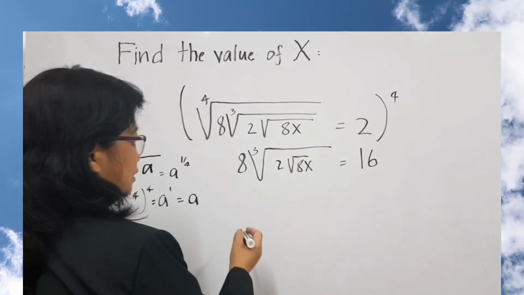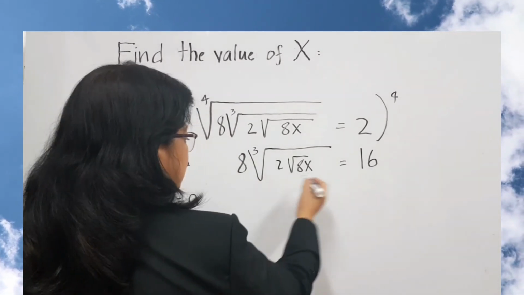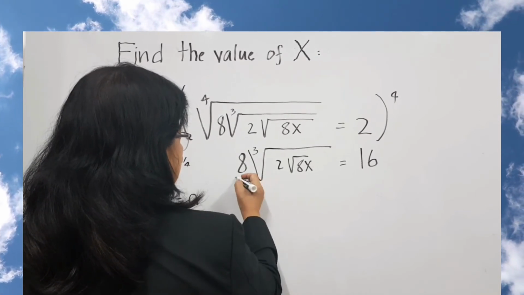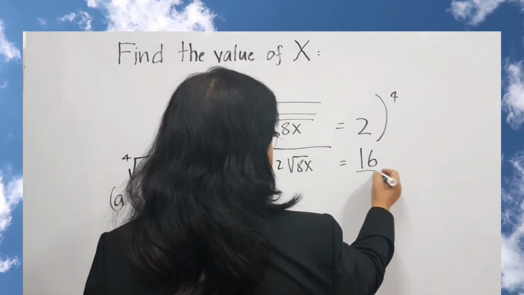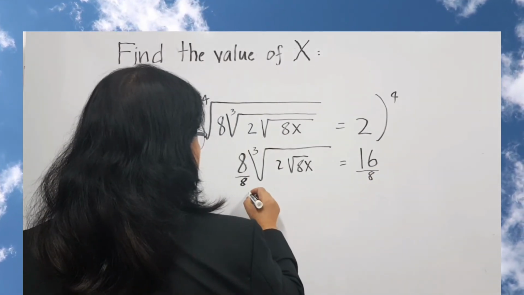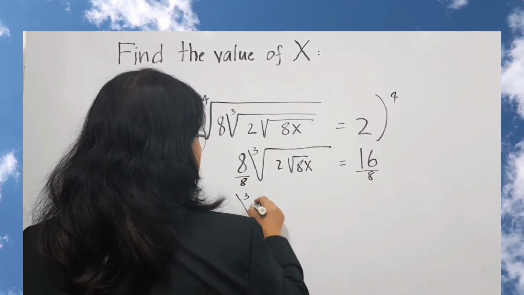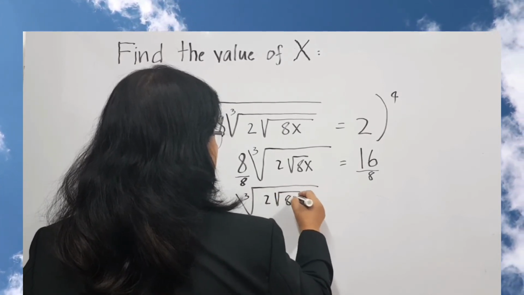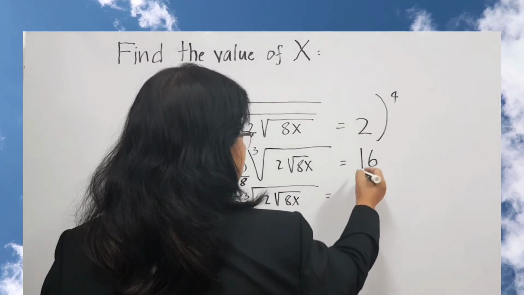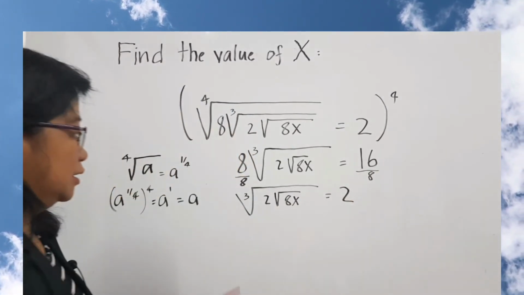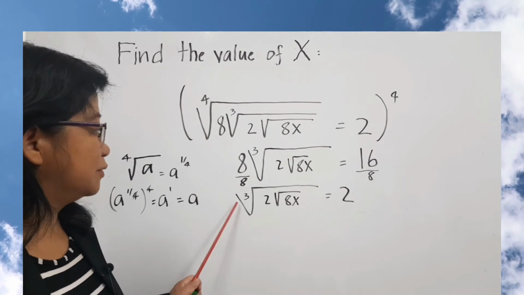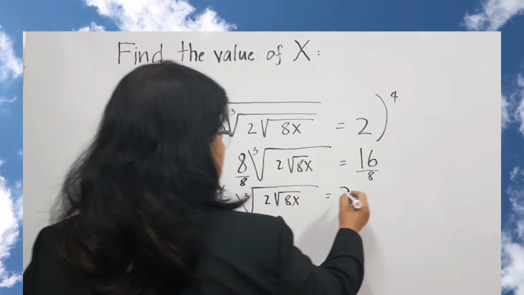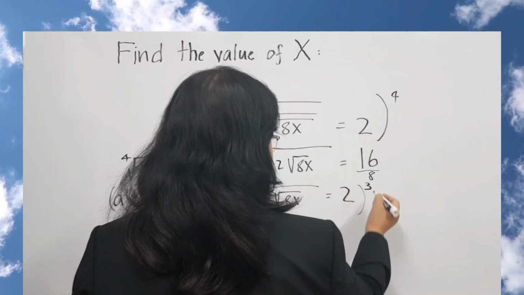Now, 8 and 16 can both be divided by 8. Therefore, what remains is the cube root of 2 times the square root of 8x, which is equal to 2. Now here, again, we can raise it to the exponent 3. So, raise it to the exponent 3.